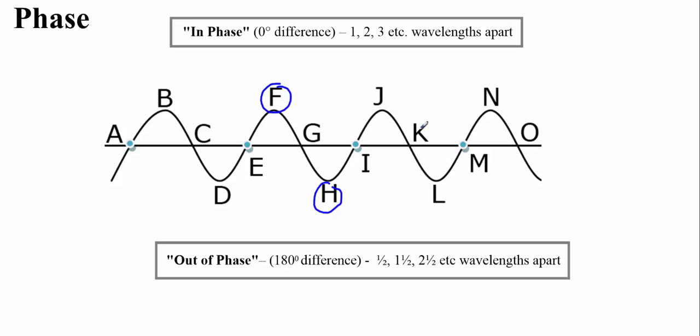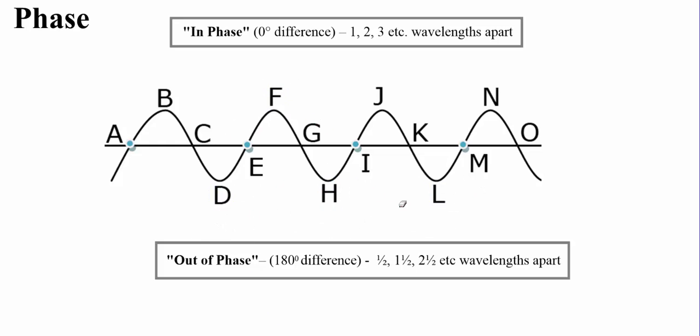J is in phase. L is out of phase. Half wavelength. 1.5 wavelengths. D is out of phase. These are all out of phase with F. Not each other, but with F. They're out of phase with F. Half a wavelength away, half a wavelength away.